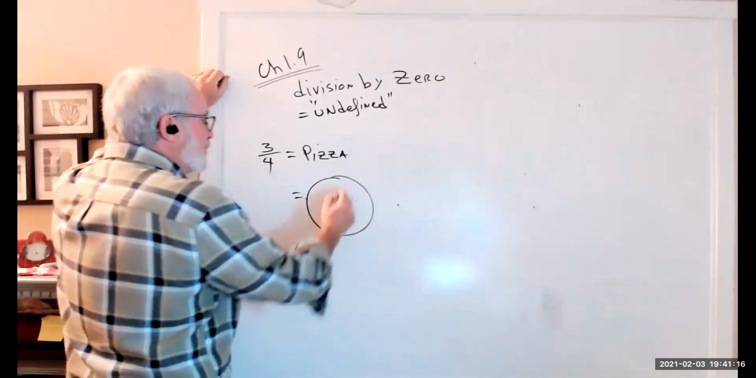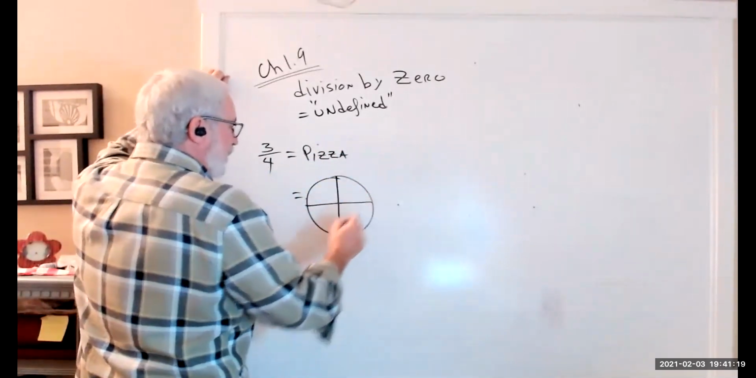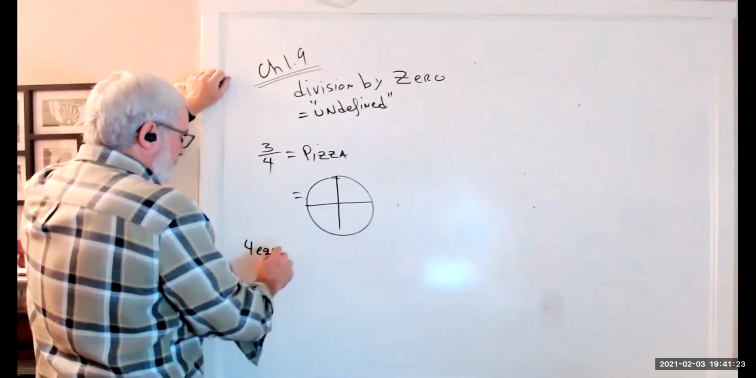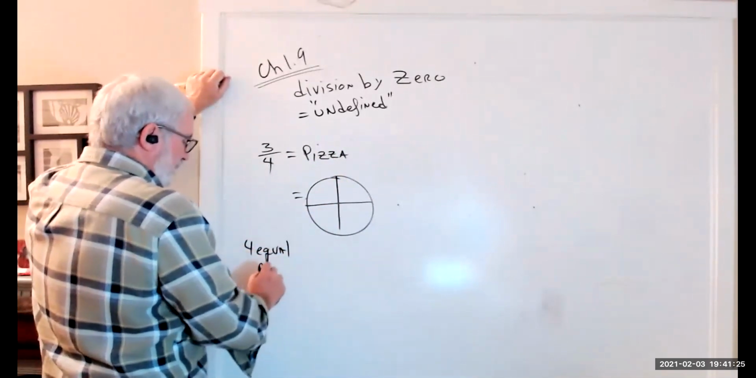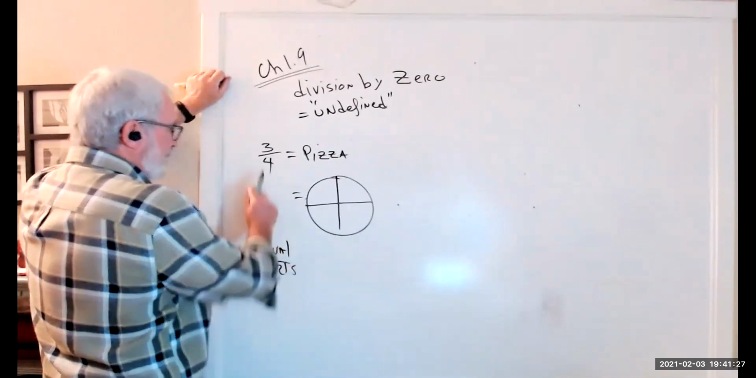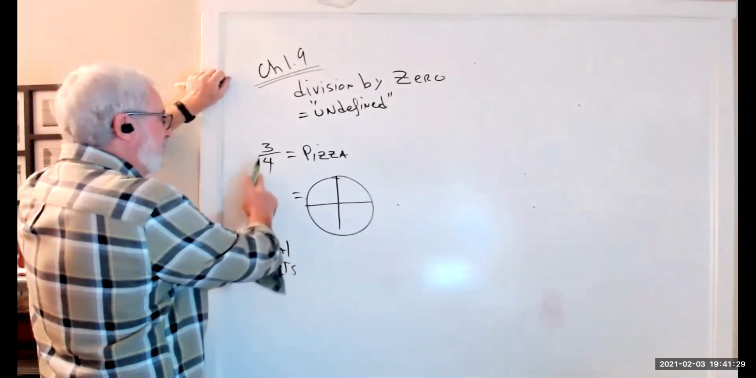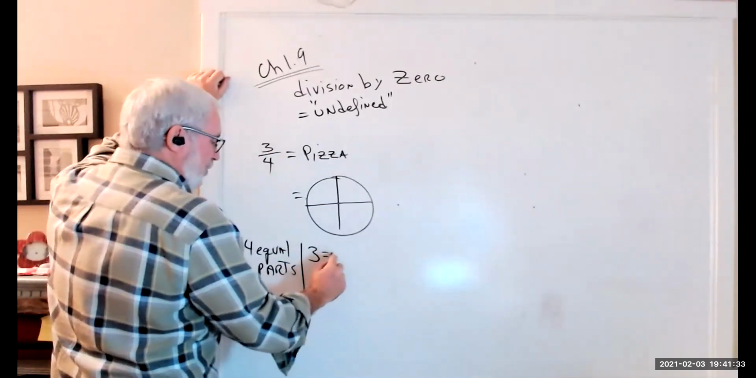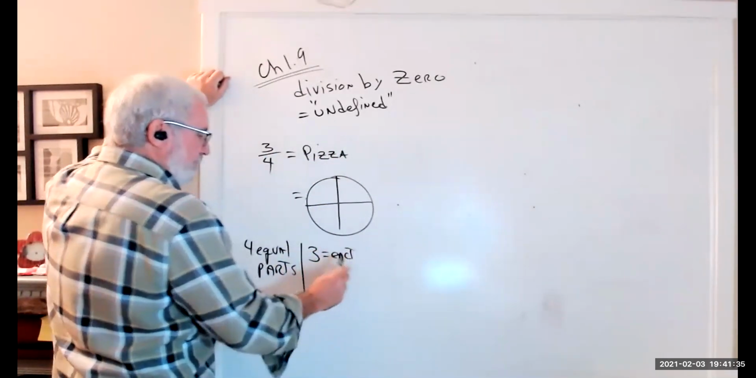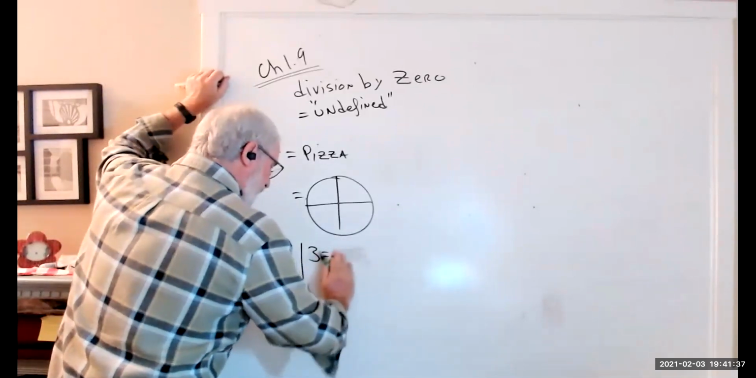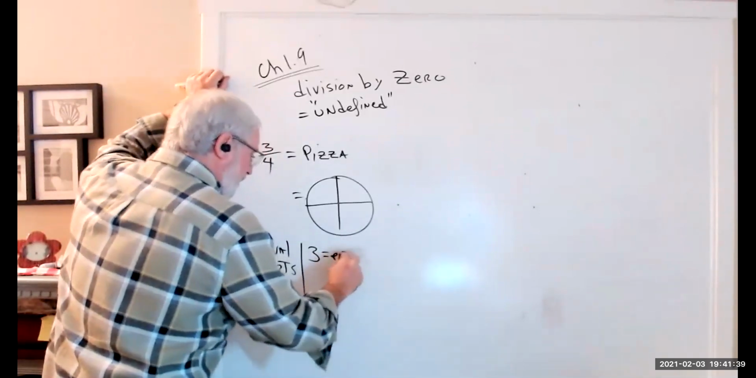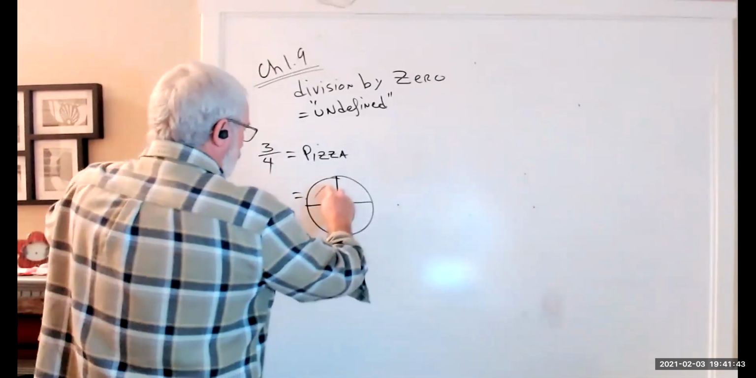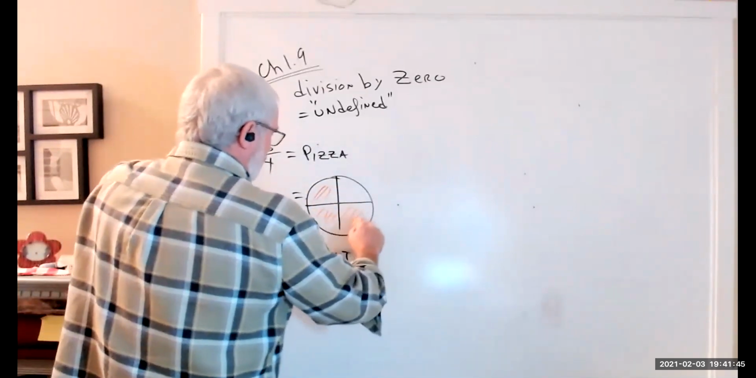So the 4 said we cut our pizza and our pancake into 4 equal parts. That's what the denominator says: how many parts do you have? And the 3 says, well, how many did you get to eat? So you got to eat 3 of these. Didn't matter which 3, they were all equal parts.